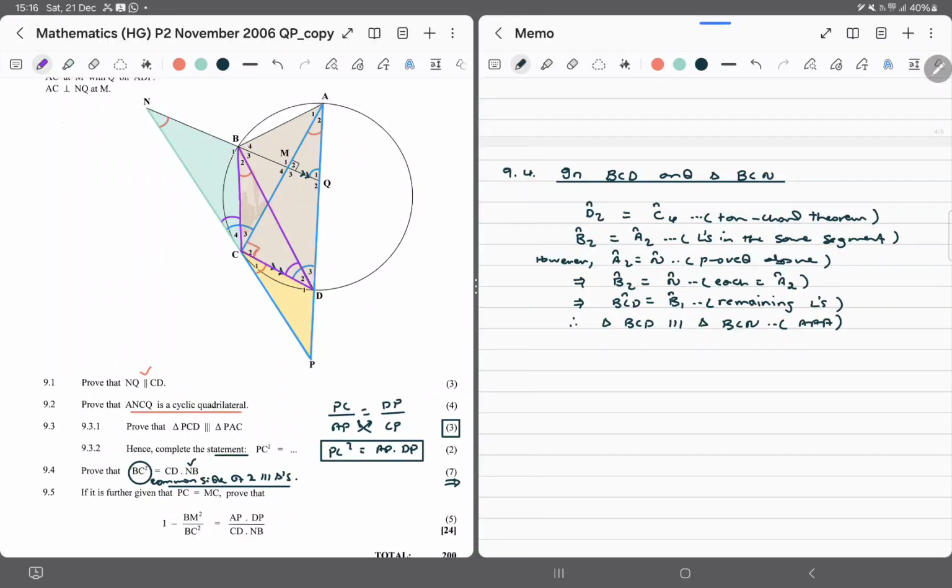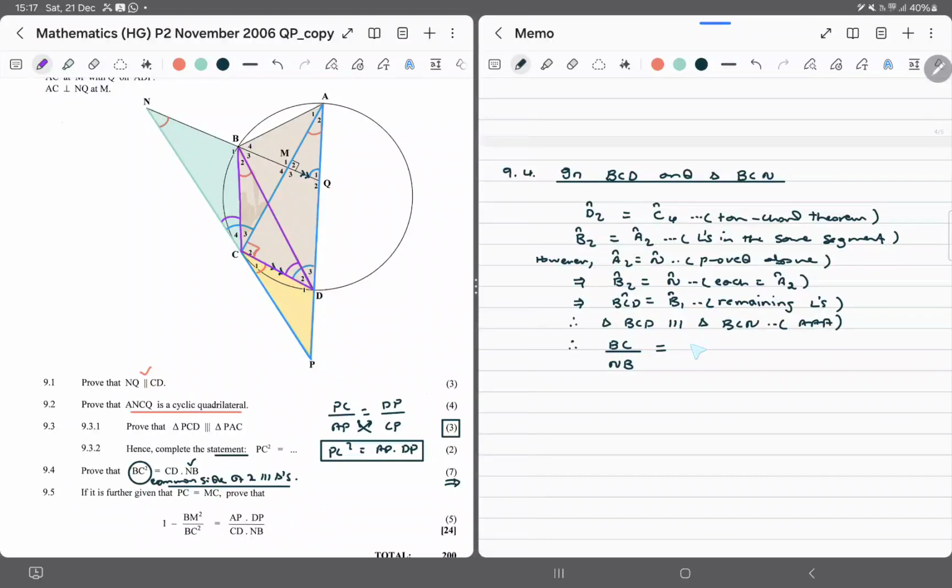Just a moment, guys. Alright, so now we need to use the sides. So if this is the case, we know also, therefore, that BC over, now BC is opposite that angle, which is D2, but we proved D2 is equal to C4, and the side opposite C4 is NB, or it's BN. I think it's written as NB. This is going to be equal to, now we want CD.